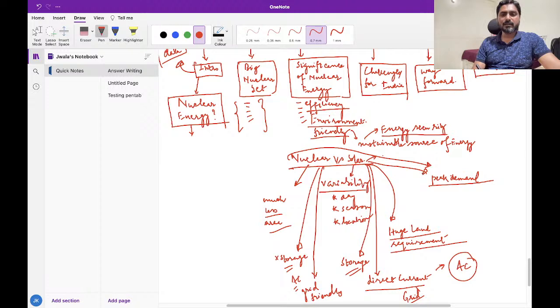Are you able to get it? So in that way, you can point out the significance of nuclear energy.